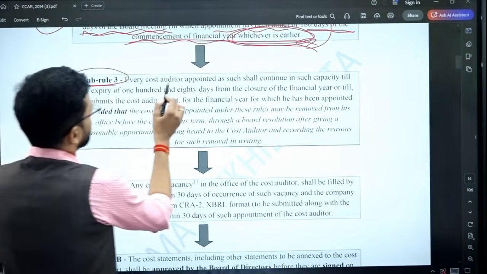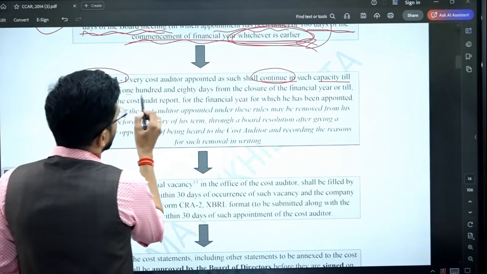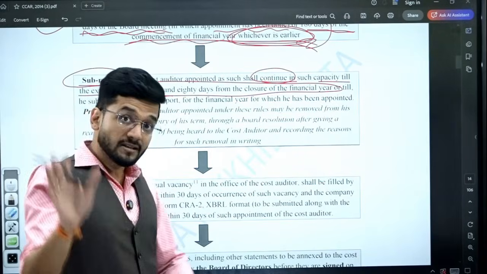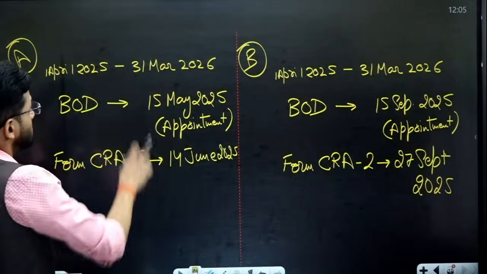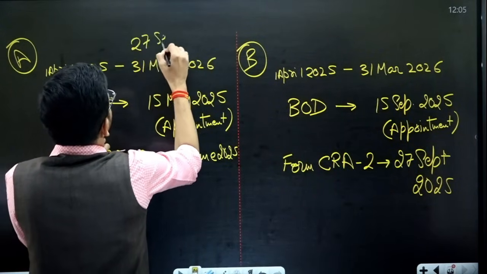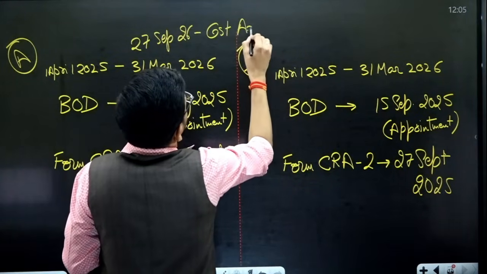Okay, sir, got it. Now sub-rule 3: every cost auditor appointed shall continue in such capacity till expiry of 180 days from the closure of the financial year. So till when does the cost auditor remain the cost auditor? Till 180 days of closure of the financial year. So if our financial year is 25-26, then up till 180 days, 27 September 2026, the cost audit report is required to be filed.